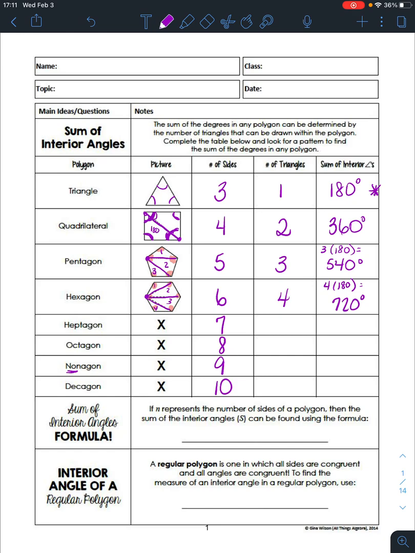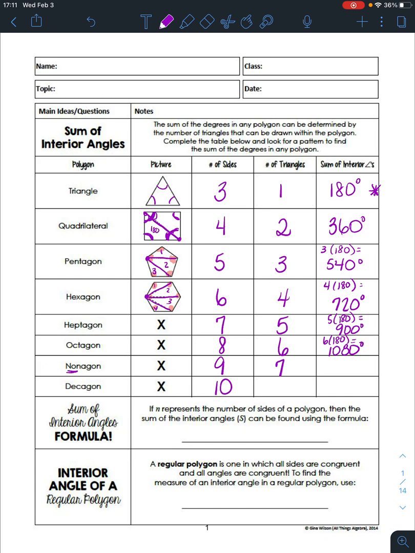Now, if we continue this pattern, then what we find is that every time there are 2 fewer triangles than there are sides. So if there are 7 sides, then there will be 5 triangles. Each of those triangles is worth 180 degrees. So if there are 5 triangles, then there are 900 degrees inside that 7-sided figure. An octagon has 8 sides. If there are 8 sides, then there are 6 triangles. Each of those 6 triangles is worth 180, which means that there are 1,080 degrees inside an octagon.